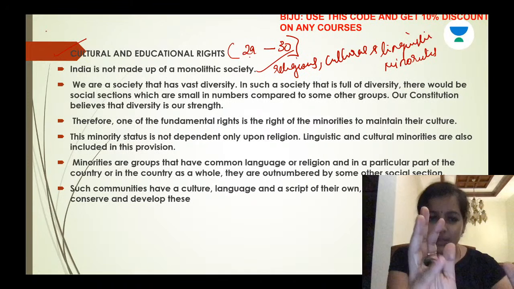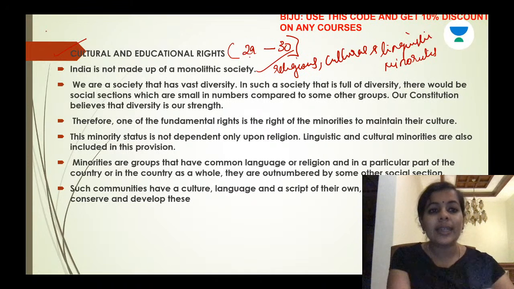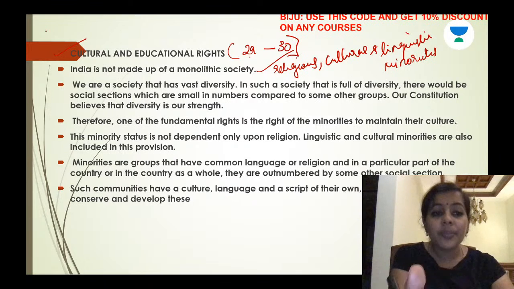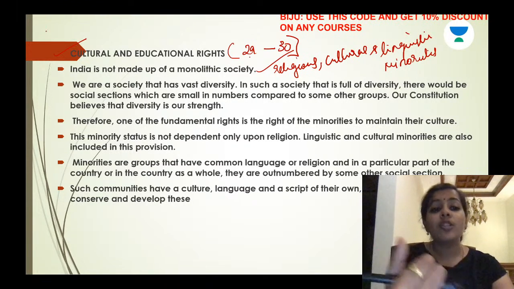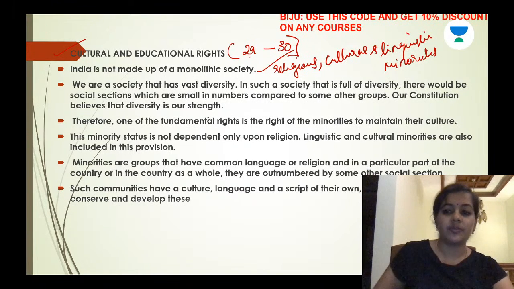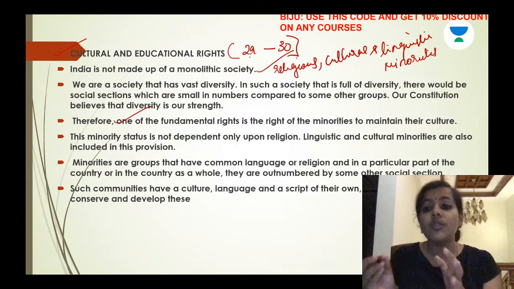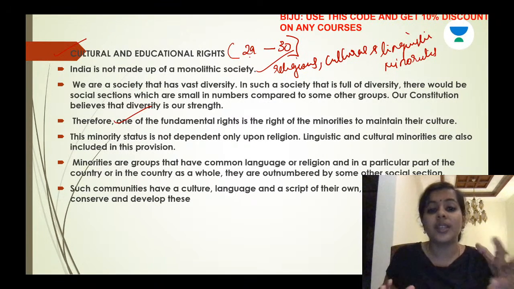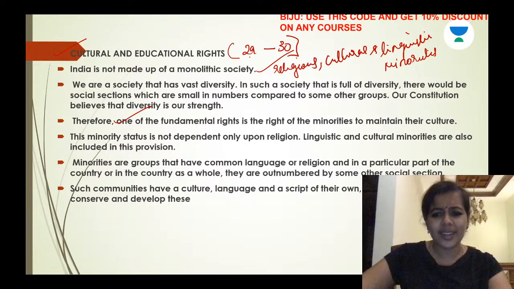See, the basic concept is already cleared with the NCERT. We are a society of diverse people, and our constitution believes that diversity is the strength of the constitution. One of the fundamental rights in our constitution is to maintain culture. So this is all. You can just read it, nothing else.